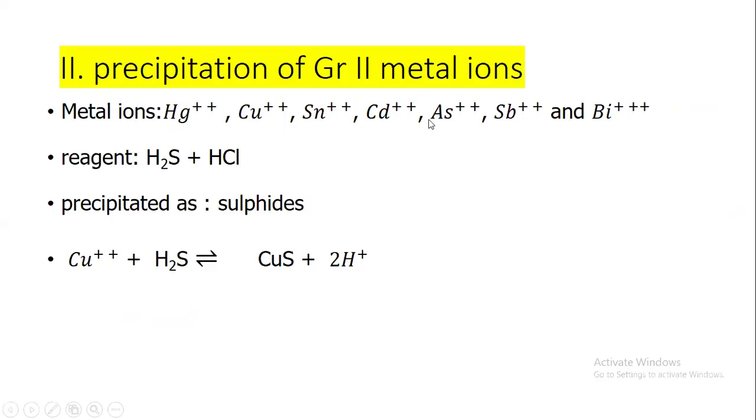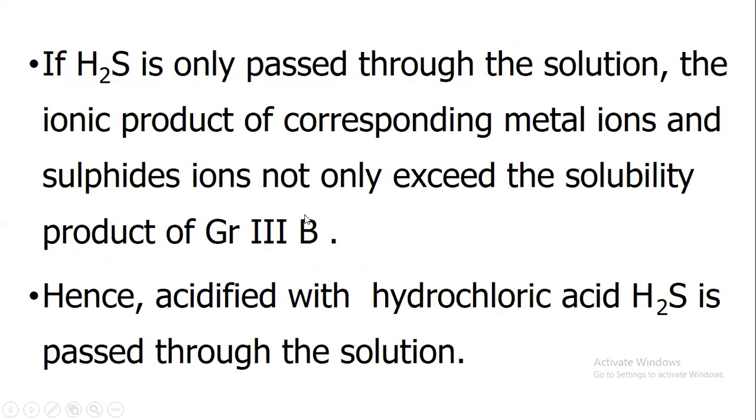Precipitation of group second metal ions: mercury, copper, tin, cadmium, arsenic, and so on. Hydrogen sulfide is added, and they precipitate as sulfides. When hydrogen sulfide alone is passed through the solution, the ionic product of the corresponding metal ions and sulfide ions would exceed not only the solubility product of group second but also that of group third B. Hence, the solution is acidified with hydrochloric acid and then hydrogen sulfide is passed through the solution.